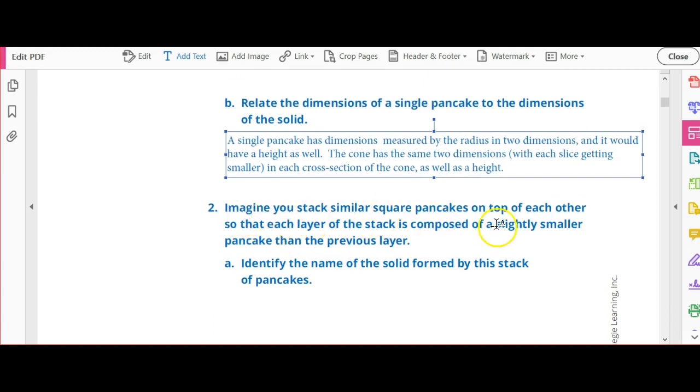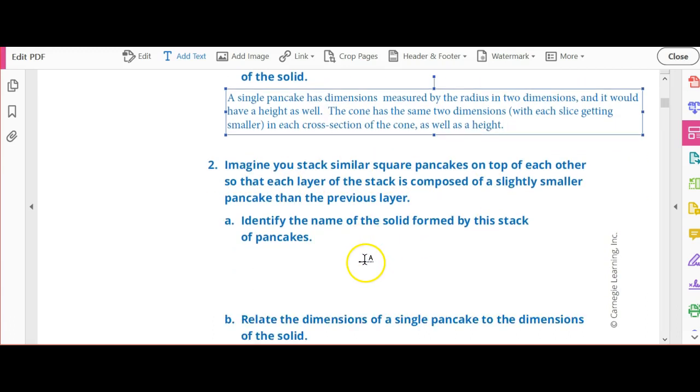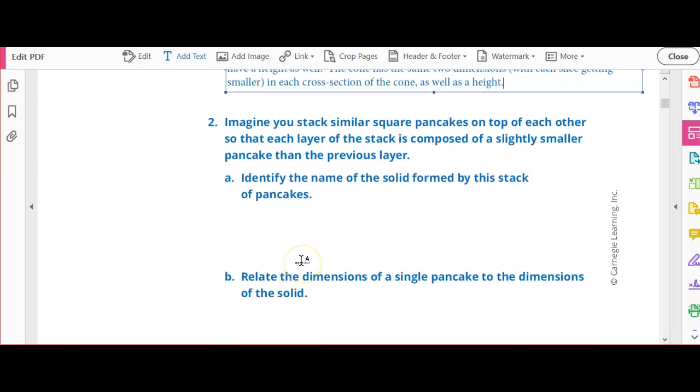Imagine you stack similar square pancakes on top of each other so that each layer of the stack is composed of a slightly smaller pancake than the previous layer. So let's draw that one out too. So here we go. I've got a square pancake.